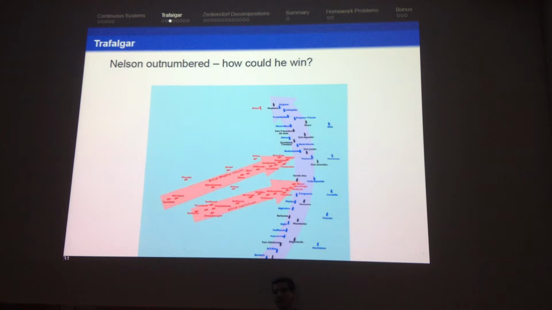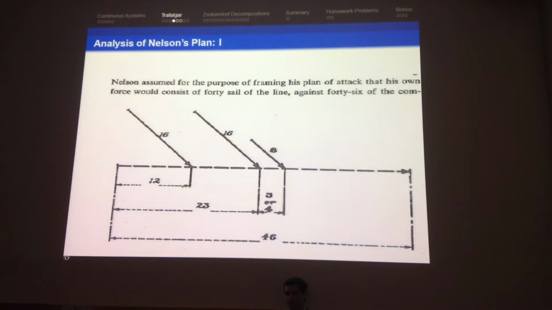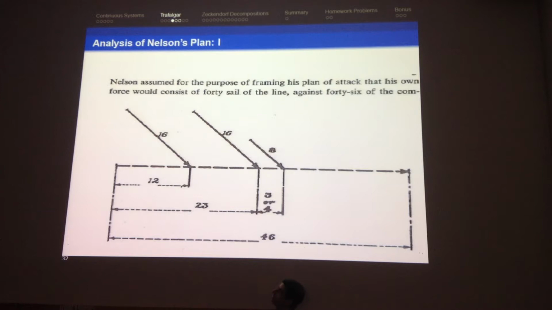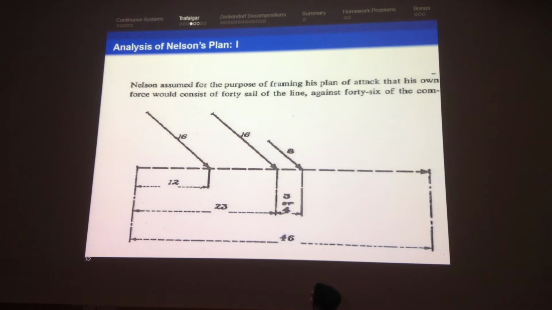If you go through and do the calculation, originally he thought he was going to have 40 ships of the line against 46 for the enemy. The actual battle numbers were 27 to 33. I'm just pasting from Lancaster's article. He uses the original numbers, so I'll use the original numbers. Nelson was originally going to have two sets of 16 coming in, and a set of 8. The 8 is also known as the sacrificial lambs. Their job is to basically keep 23 ships of the line of the Franco-Spanish force busy, while Nelson's 32 ships attack 23. So rather than having one massive battle of 40 to 46, he's going to have two battles. The first battle is going to be 32 to 23, and the second is going to be 8 to 23. Which battle do you think Nelson expects to win?